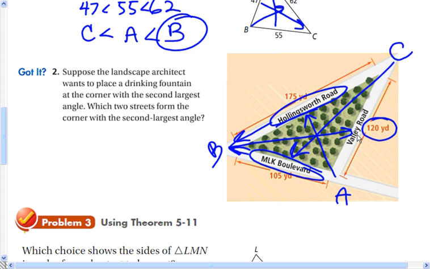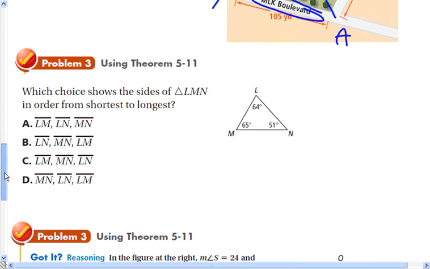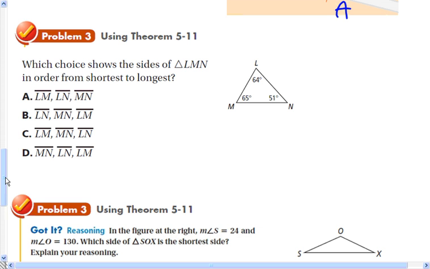All right, so this is lesson 5.6, part 2. So problem 3, using theorem 5.11, which choice shows the sides of triangle LMN in order from shortest to longest?